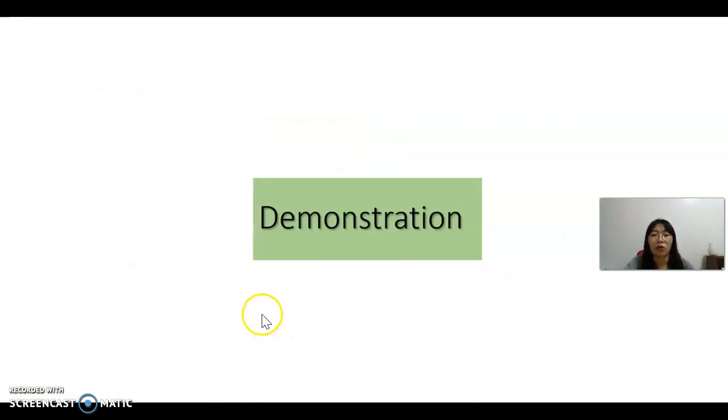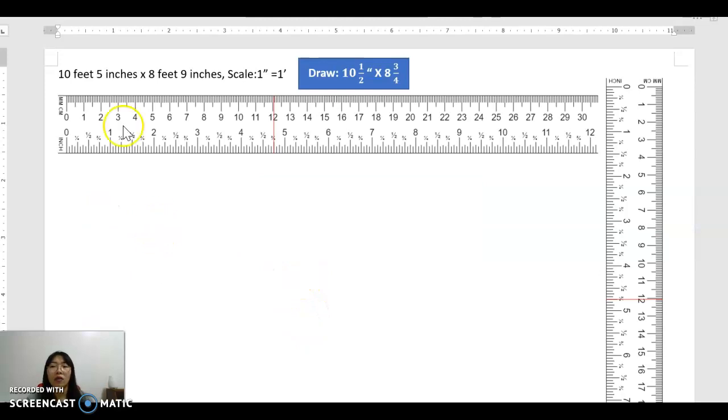Next, I'm going to show you how you can draw those numbers on your ruler. I'll demonstrate here so you can compare to your ruler. And now we need to draw 10 and 1/2 inches times 8 and 3/4 inches. How can we draw? We draw 10 inches first to here, and then half an inch. So half inch is right here.